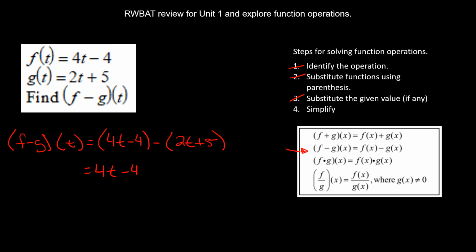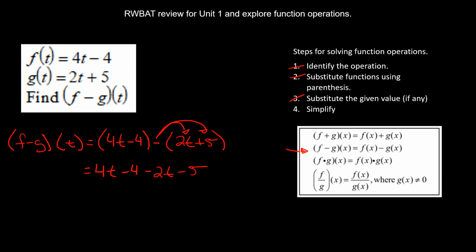On the second set, and this is why the parentheses are very important, on this second set, I see here that I have a negative sign. So that does need to be distributed to both terms inside the parentheses. So let's go ahead and distribute that. Negative times 2t is negative 2t. Negative times 5 is negative 5.